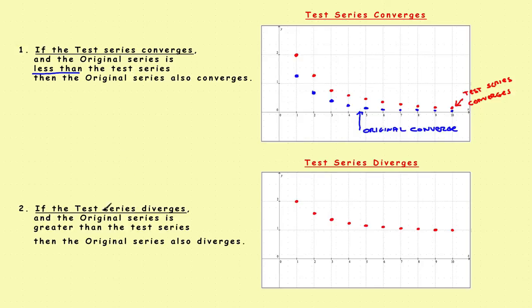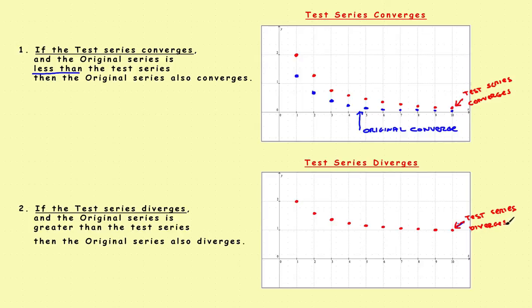Now, the second possibility is this. Suppose that you come up with a test series, and the test series diverges. And what that means is that it's not approaching the x-axis fast enough. It could look something like this, and this would be a case where, and I think I'll go back and put this in red again, the test series diverges.